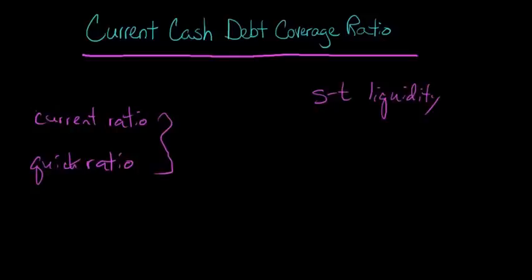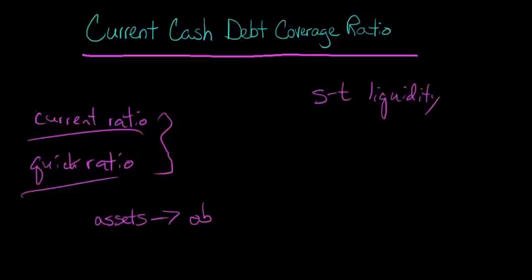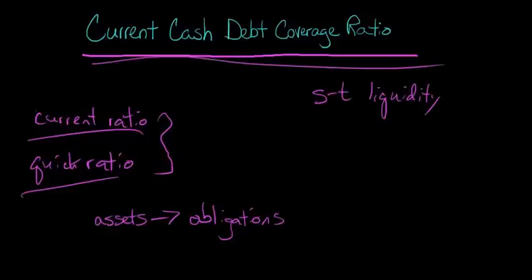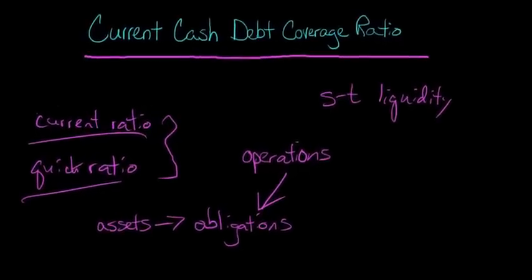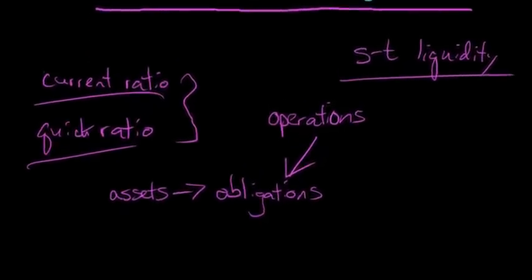Well, when we think about the current ratio and the quick ratio, basically what we're trying to get an idea of with those ratios is whether the firm has enough in its most liquid assets to satisfy the obligations that are going to come due in the next year. But with the current cash debt coverage ratio, we're instead looking at whether the firm generates enough cash from its operations, not its existing assets, but the current operations. Do they generate enough cash to satisfy those obligations? So it's just a different way of looking at this idea of short-term liquidity.